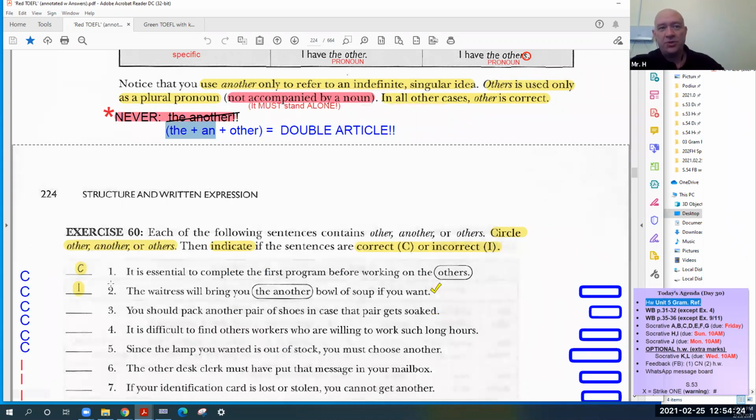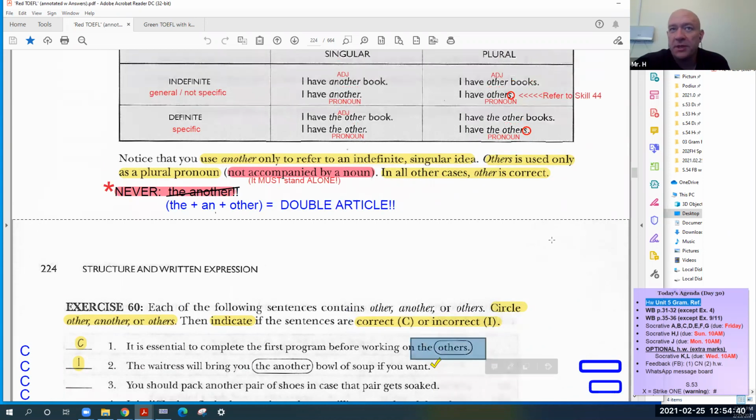Saleh, can you read? How do we do this? Circle other, another, or others, then indicate correct C or incorrect I. Okay. What is this one here? Look at the chart and tell me. Pronoun, specific. Is it general or specific, first of all? Specific. Then is it singular or plural? Plural. Then is it an adjective? No, it's a pronoun.